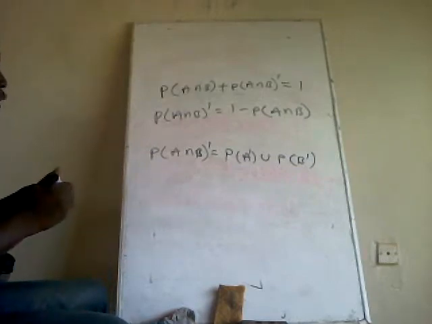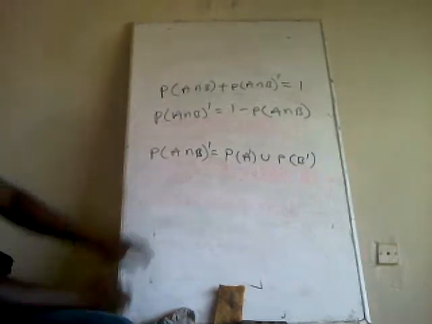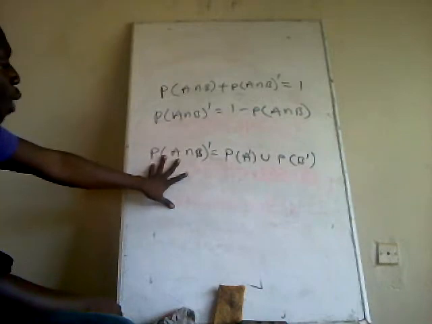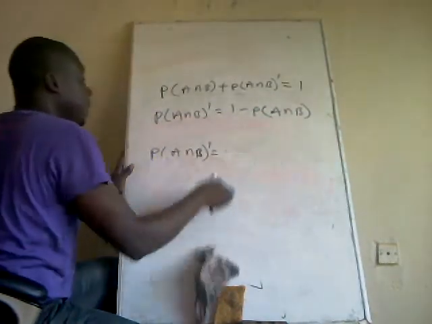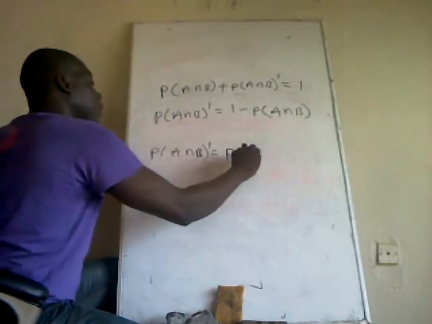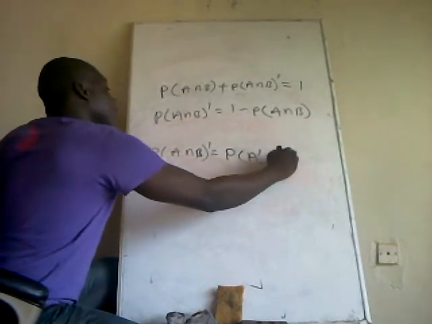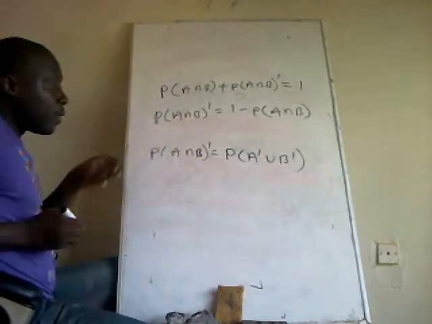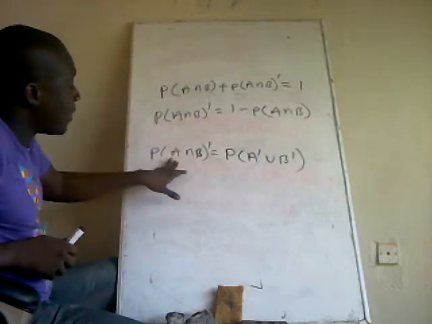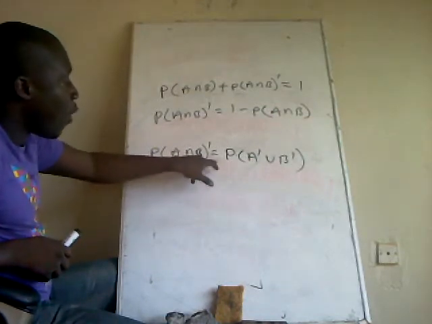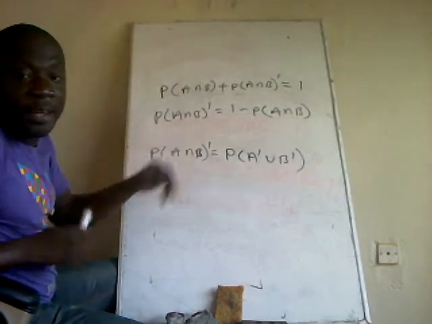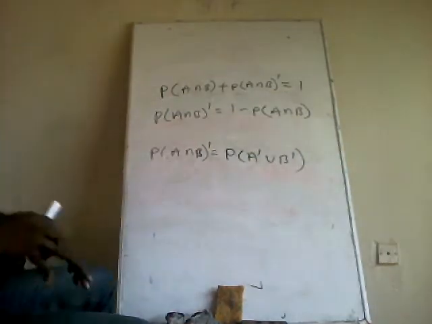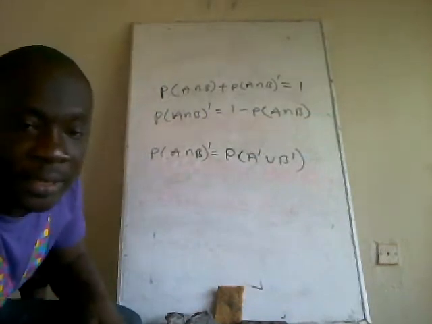Oh sorry, this is wrong. It's supposed to be P of A prime union B prime. Somebody can say find P of A intersection B prime, or find P of A prime union B prime, and it is all the same.